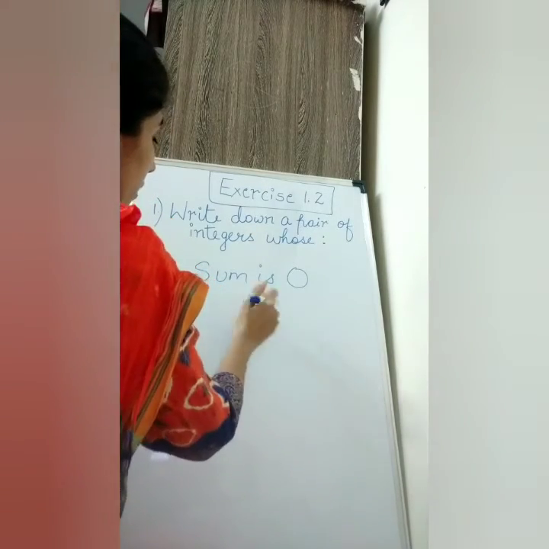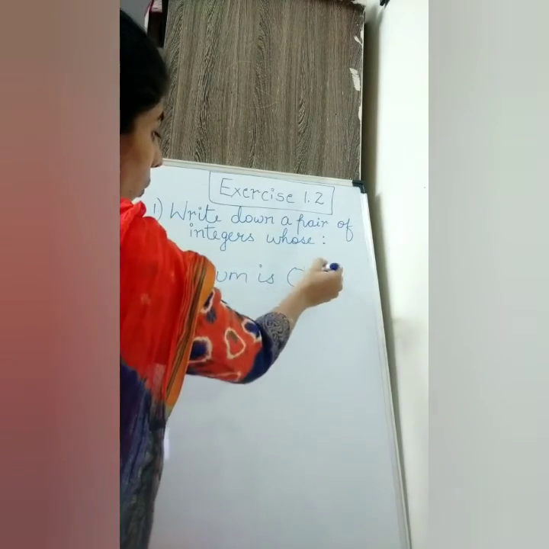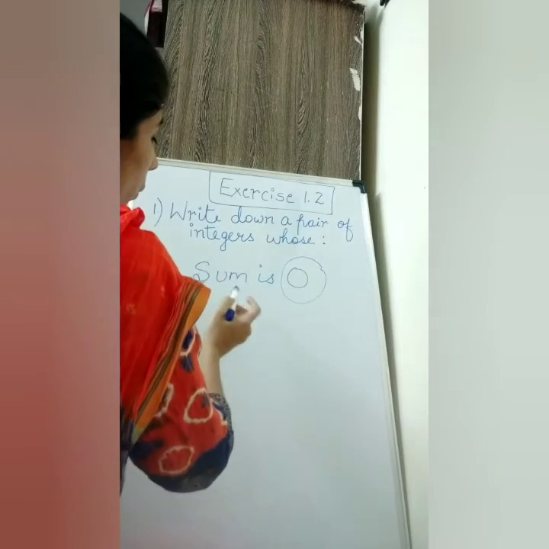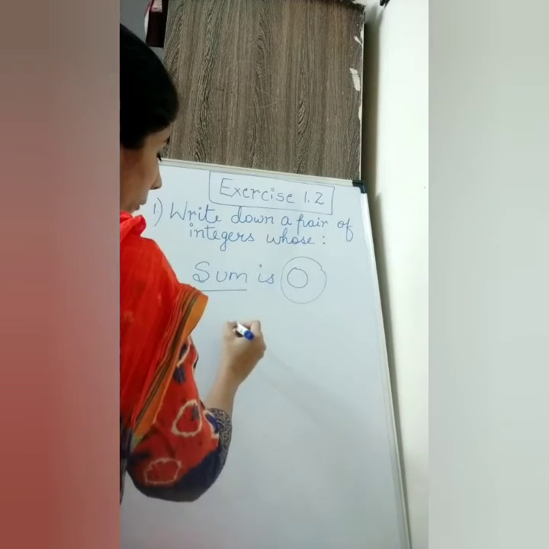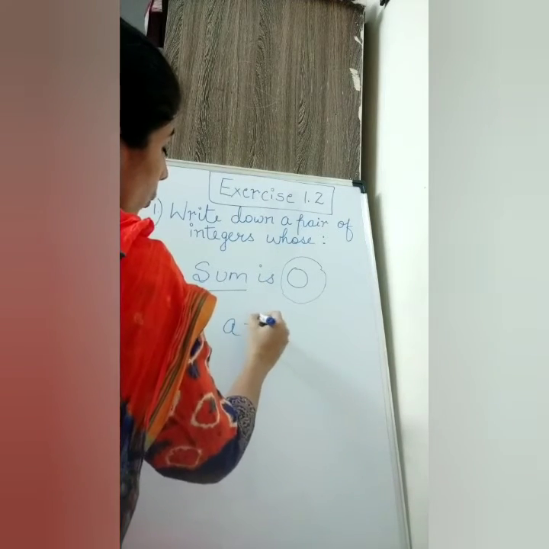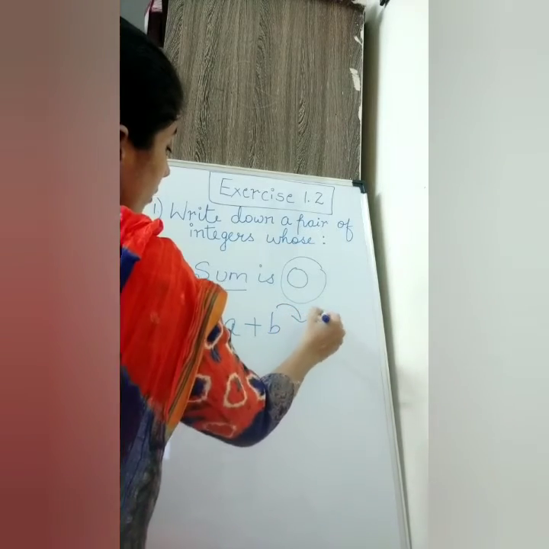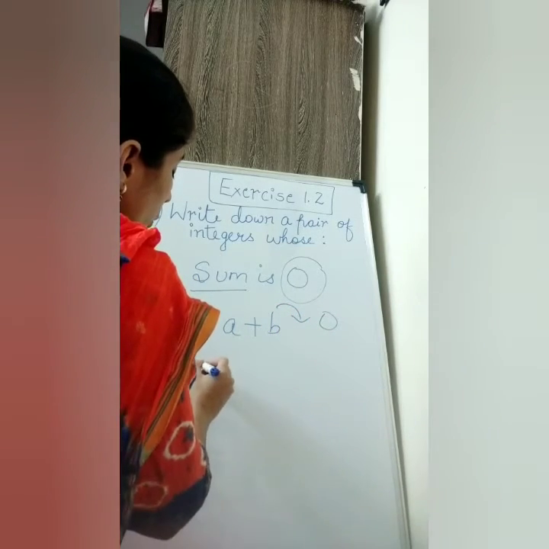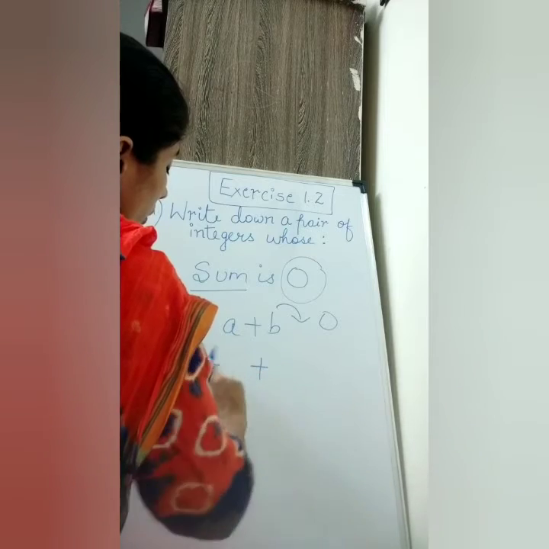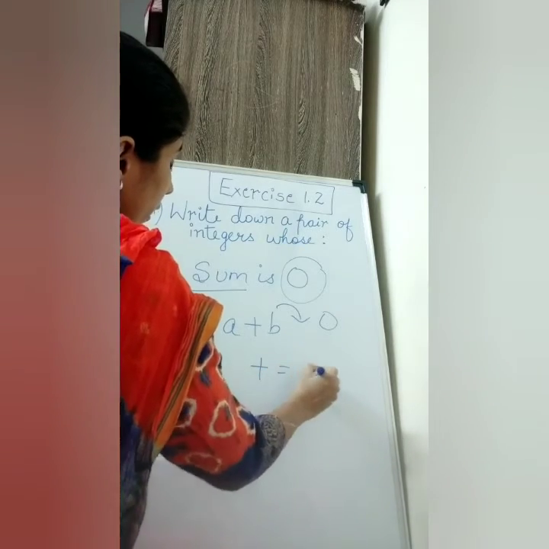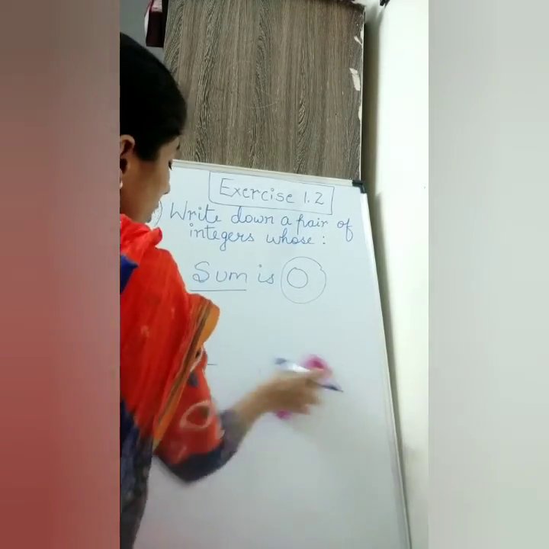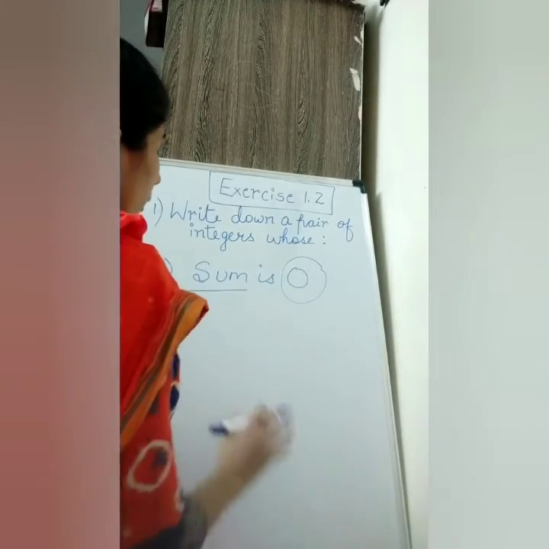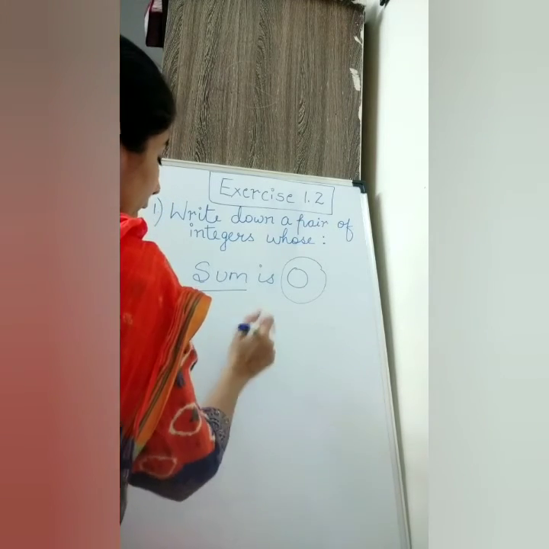Okay, now question number C: what do you want? Sum is 0. Now you want 0. You have to add two integers because they have mentioned the sum sign. So you have to add two integers to get 0. Now we understood that one should be negative and one should be positive, because a negative and a positive will cancel out. Then only will we get 0. So we will take the same integer. Just remember one thing, one should be plus and the other should be minus.